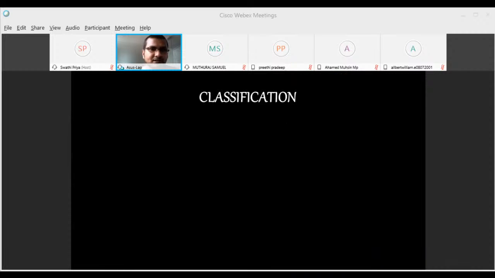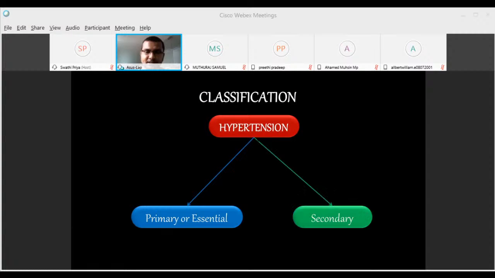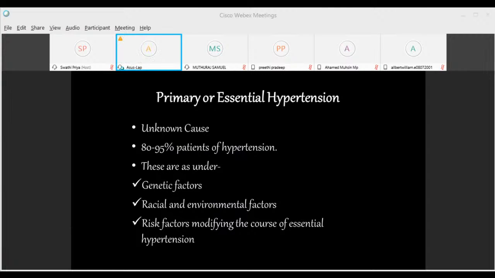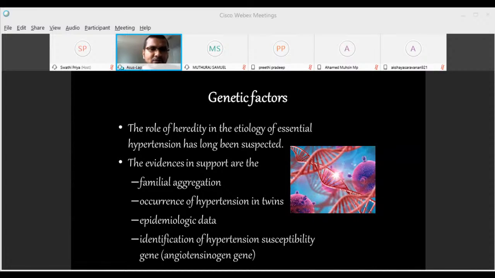The major classification of hypertension is divided into primary or essential hypertension and secondary hypertension. Here, in primary hypertension the cause is unknown. Mostly 80 to 85% of those having hypertension are from this type. These are the factors under it: genetic factors, racial and environmental factors, and risk factors modifying the course of essential hypertension. First we'll see about the genetic factors. The role of heredity in the etiology of essential hypertension has long been suspected. The evidences in support are the familial aggregation, occurrence of hypertension in twins, and epidemiological data.